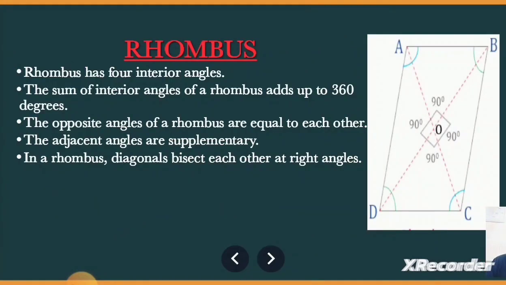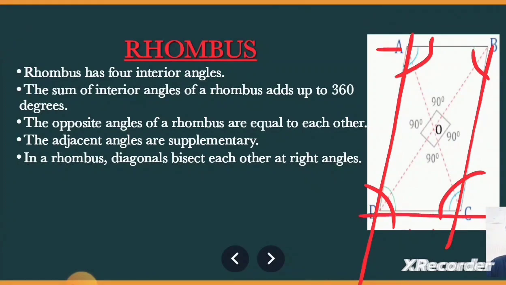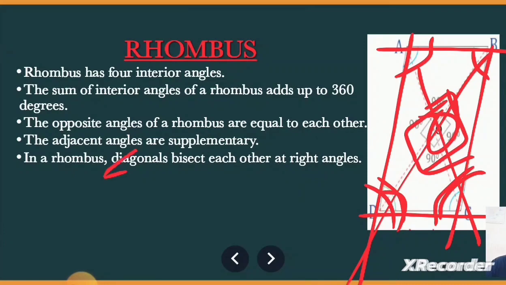Let's move to rhombus. In a rhombus, opposite angles are equal, and opposite sides are parallel to each other. The diagonals bisect at a point O, and they make an angle of 90 degrees at the center, and the adjacent angles are supplementary to each other. The sum of interior angles of the rhombus is equal to 360 degrees.